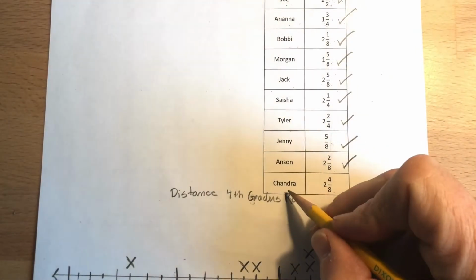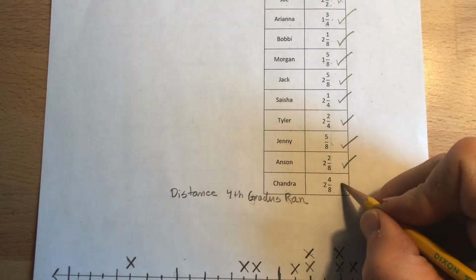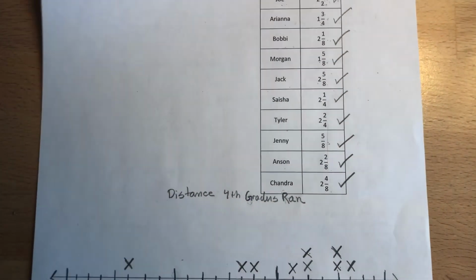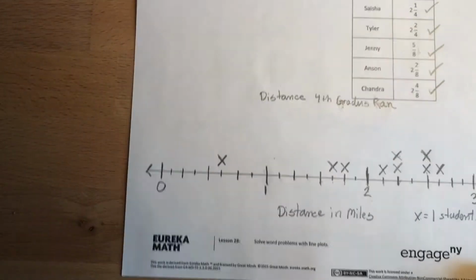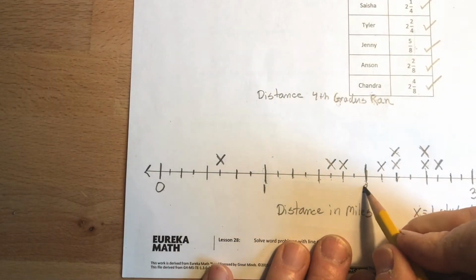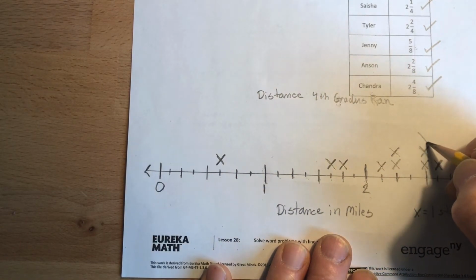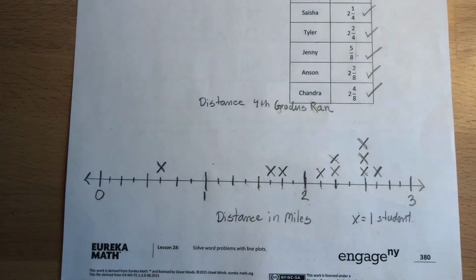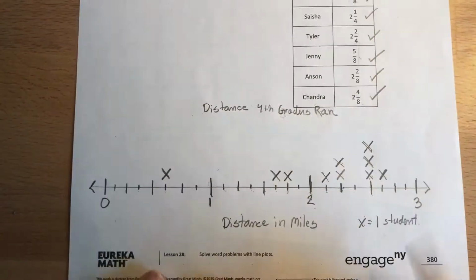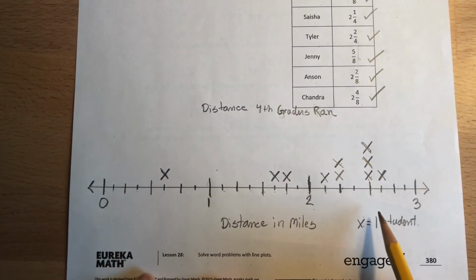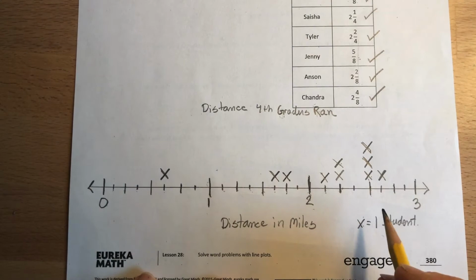And then finally, Chandra, 2 4/8. That's 2 4/8. 1, 2, 3, 4. Ooh, that one's a pretty popular measurement. Okay, there. So 3 X's there. So we just created a line plot. All right, now going through, I could label each one of these, about the distance of each one.